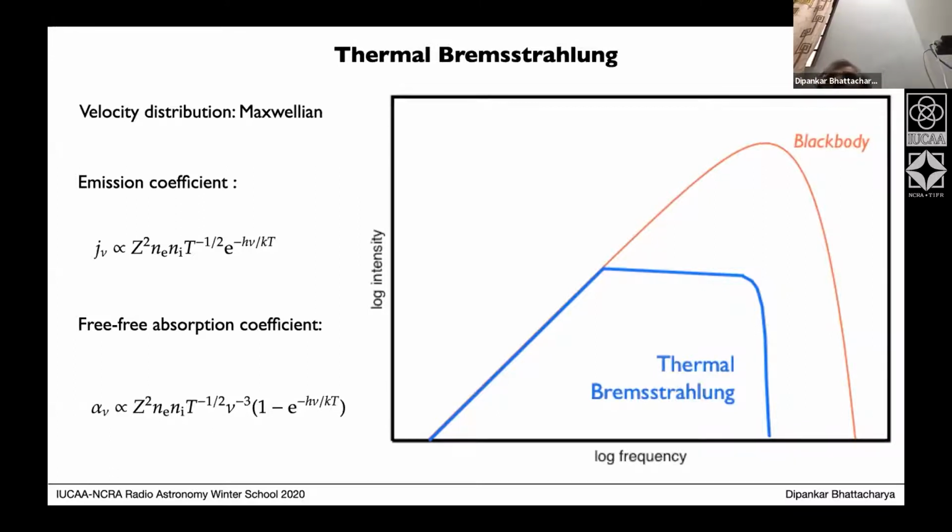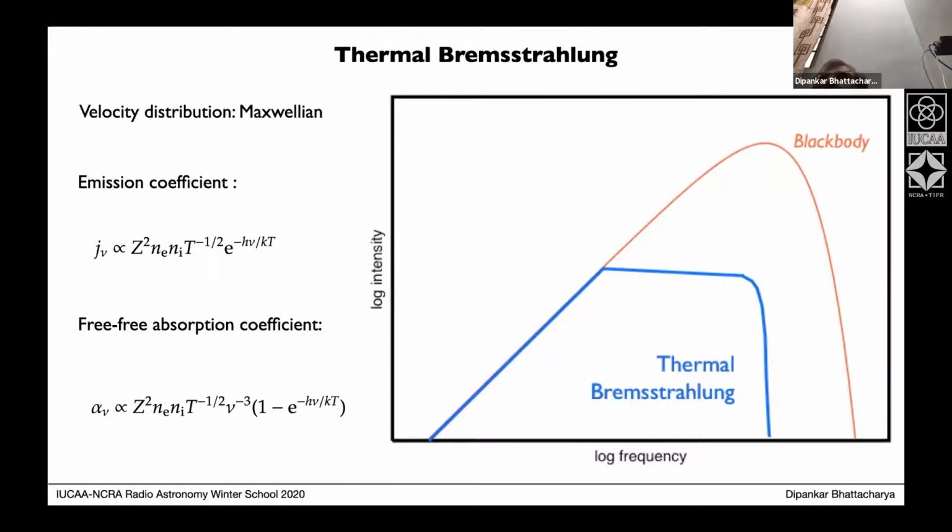And then the emission coefficient drops as e to the power minus h nu by kT. So when h nu is much smaller than kT, then j nu has a high value, because e to the power minus h nu by kT, when h nu is very small, is close to 1. But as h nu approaches kT and then goes above, it drops exponentially. And that is the drop on the right-hand side of the thermal Bremsstrahlung blue curve that you see. So that is dictated by j nu.